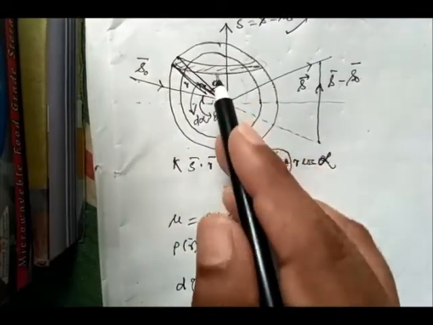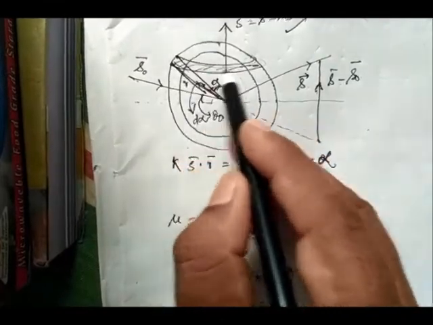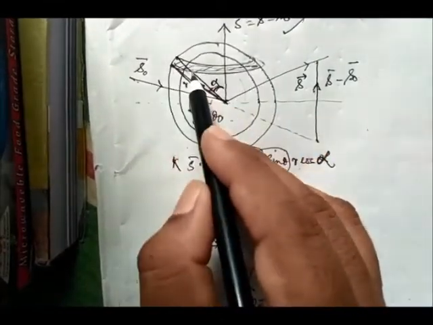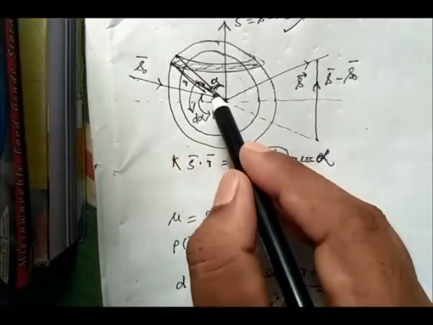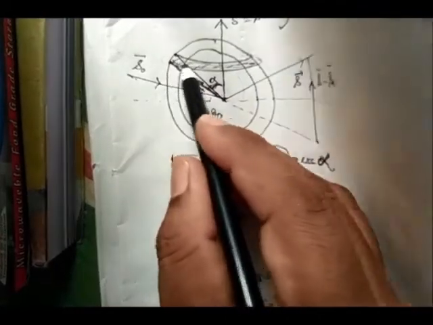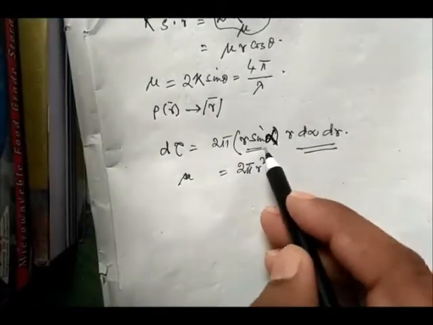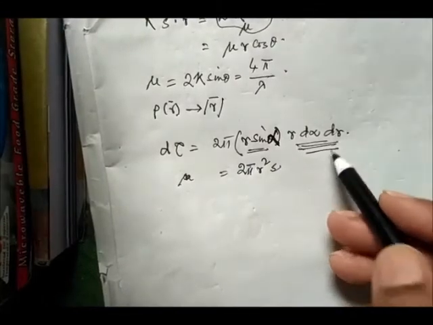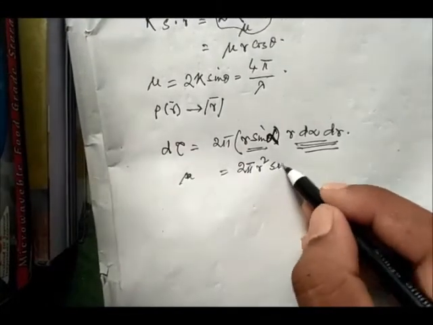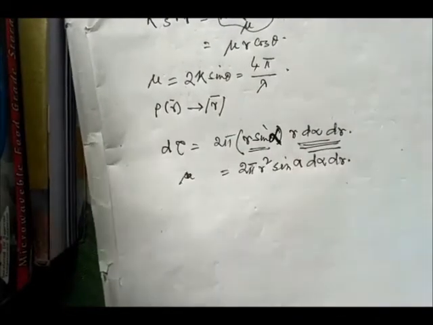So the thickness will be the volume element of this minus the volume element of this. If you choose this volume element by making this radius r, so this should be r cos alpha, then this radius will be r sine alpha. So basically 2 pi r sine alpha into r d alpha into dr, so 2 pi r square sine alpha dr.